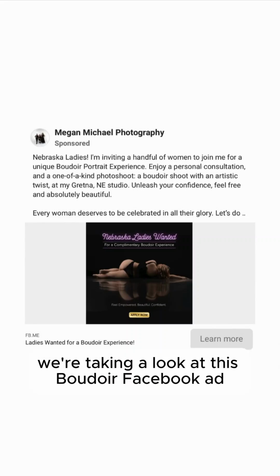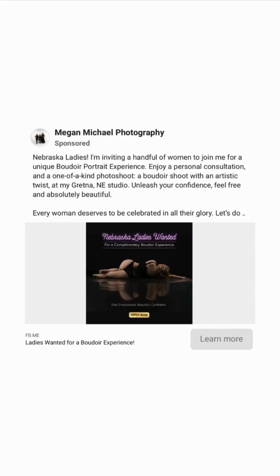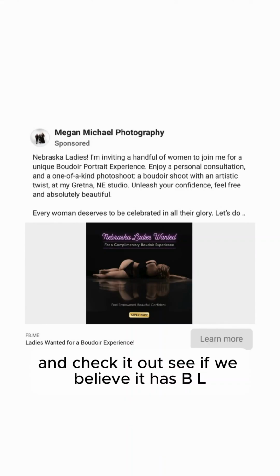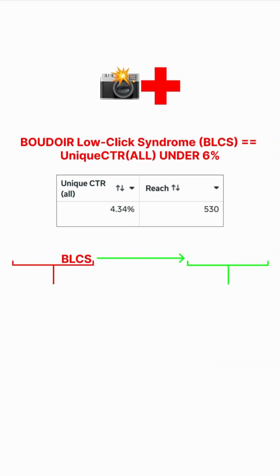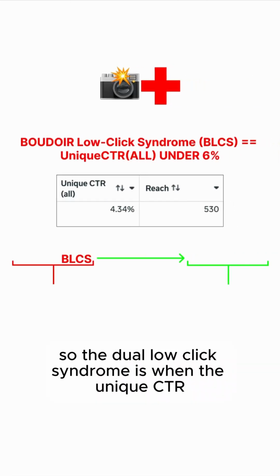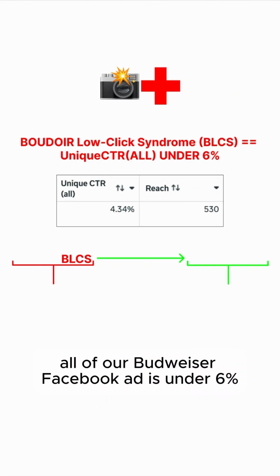All right, y'all, we're taking a look at this Boudoir Facebook ad. Gonna check it out, see if we believe it has BLCS, aka Boudoir low click syndrome. So, Boudoir low click syndrome is when the unique CTR on our Boudoir Facebook ad is under 6%.